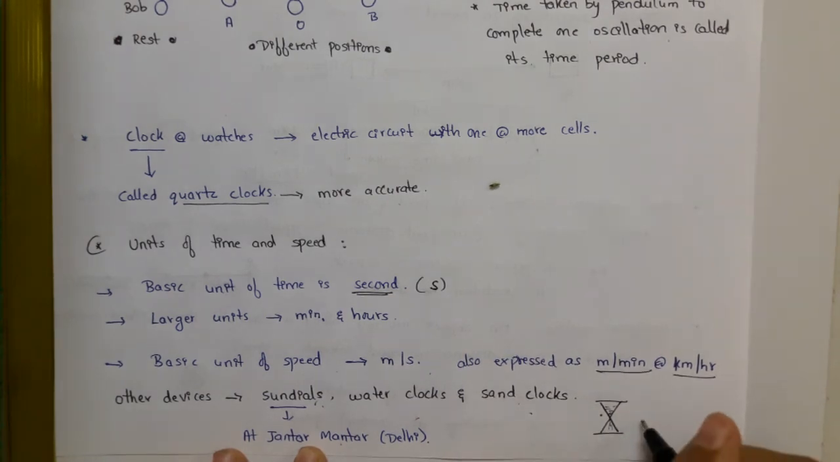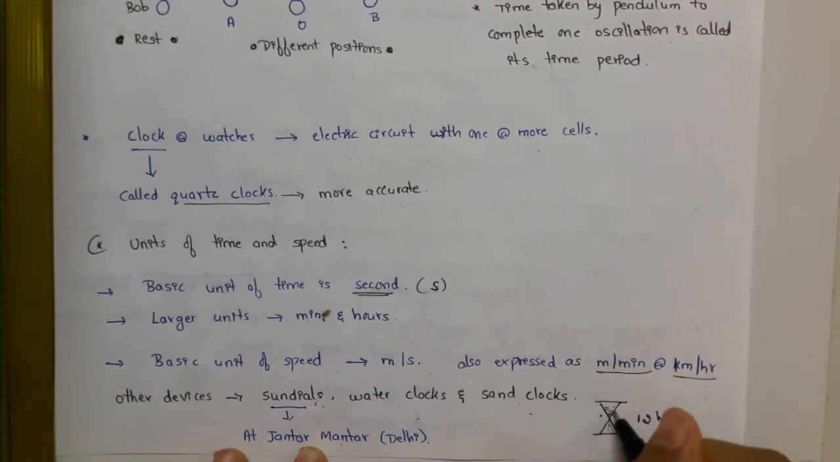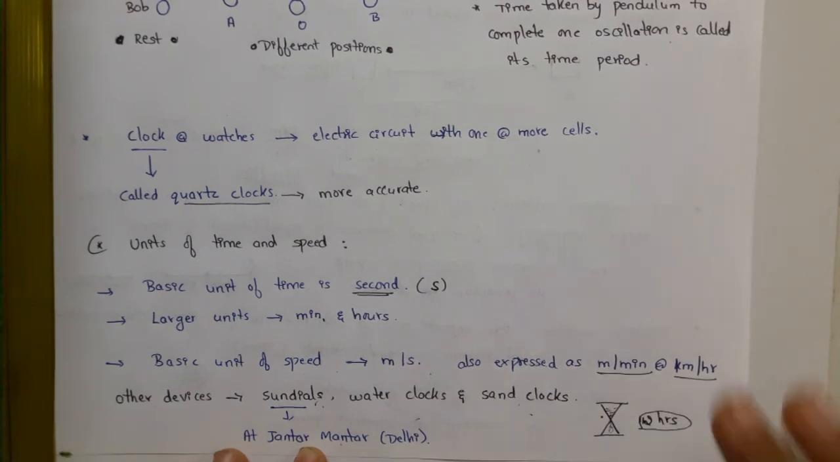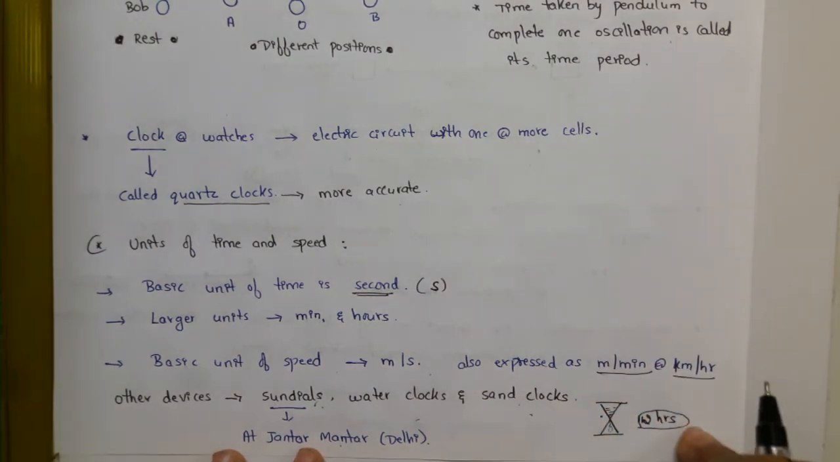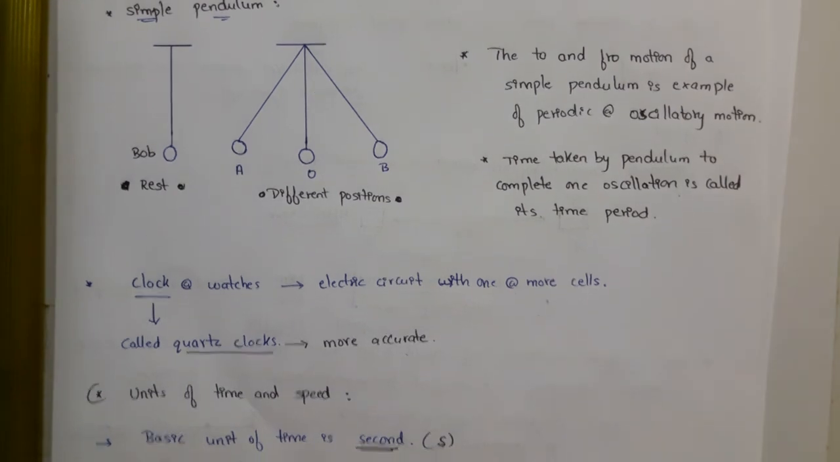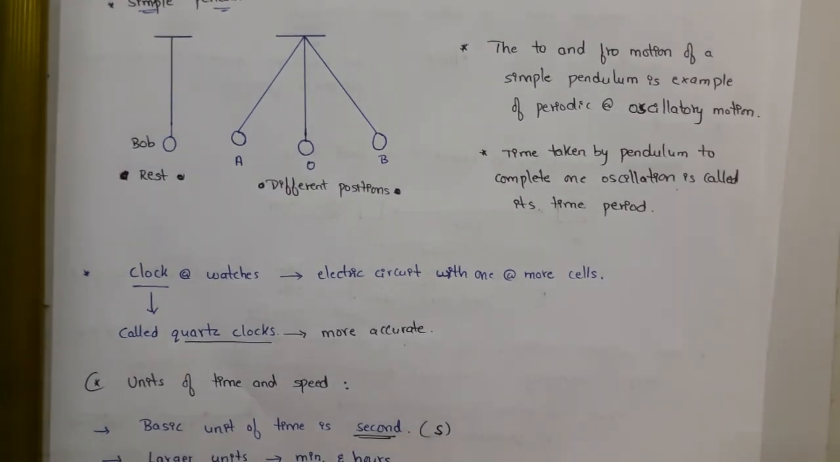These are generally used for 12 hours. If the sand completely falls down here, it is considered to be 12 hours. After completing, it is reversed and again measures another 12 hours. Hope you have understood all the basics about time, speed and all.